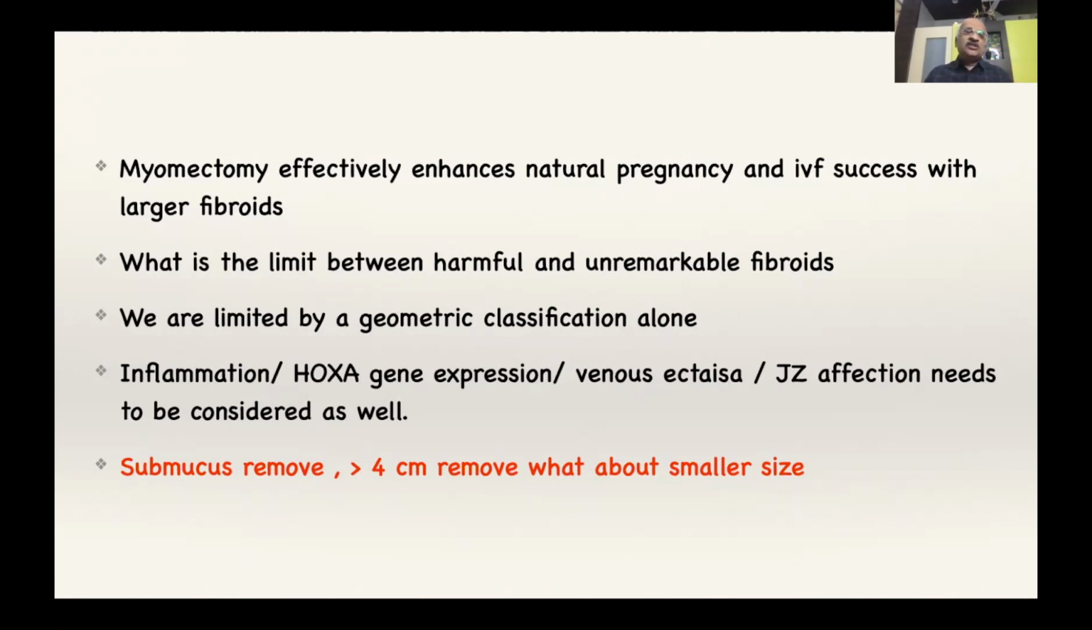All these things need to be considered, and not just the geometric classification and the size of the fibroid in decision making. So I think we come to a consensus that submucous fibroids will be removed and those more than 4 centimeter will be removed, but what about the smaller sizes?